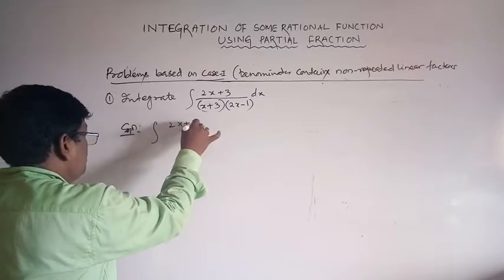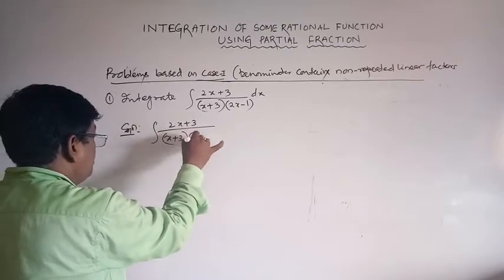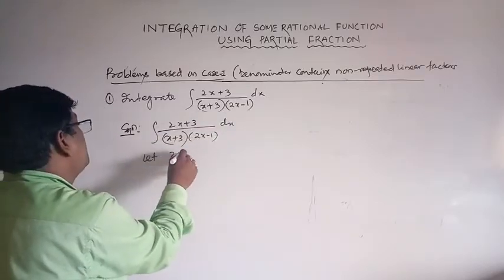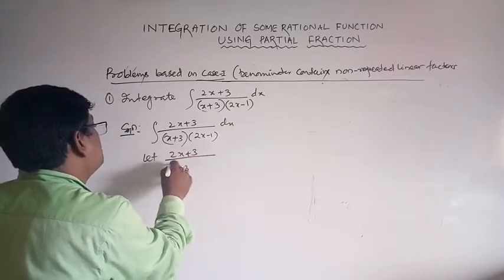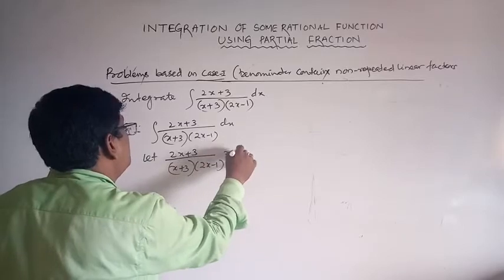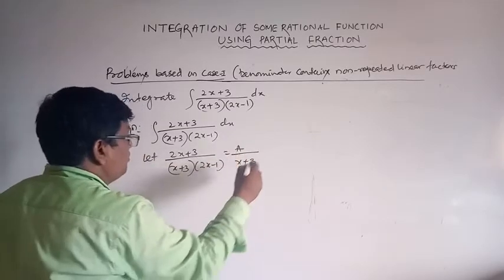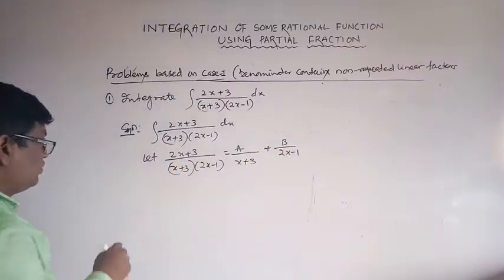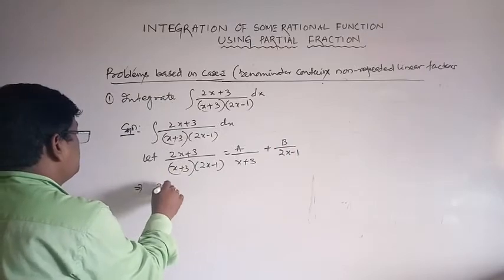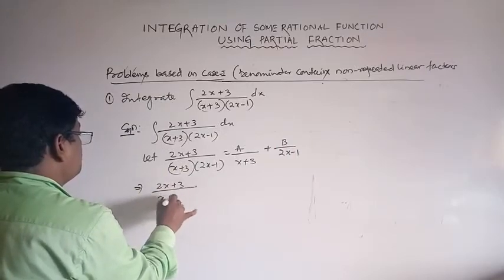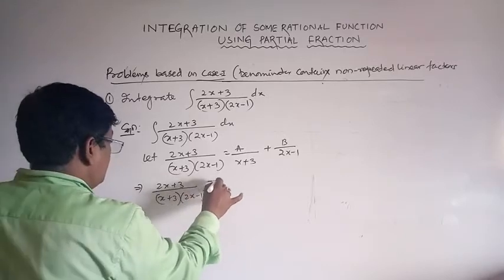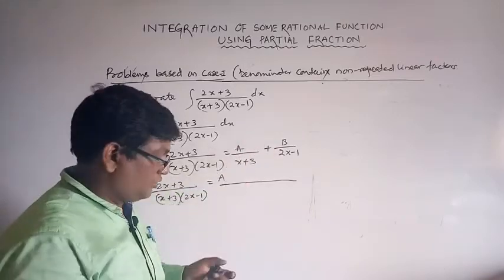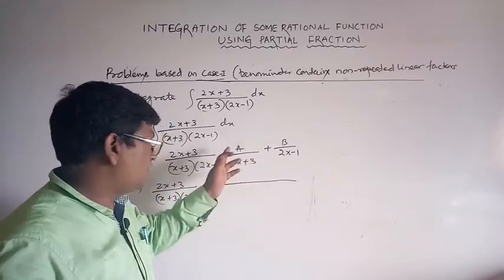Integration of (2x + 3) divided by (x + 3)(2x - 1) dx. Let (2x + 3) divided by (x + 3)(2x - 1) be equal to A by (x + 3) plus B by (2x - 1). Okay, and simplify this. We take the LCM. Here we can write A1, A2, A3, though since it is only two terms, we can write A, B, C, etc.